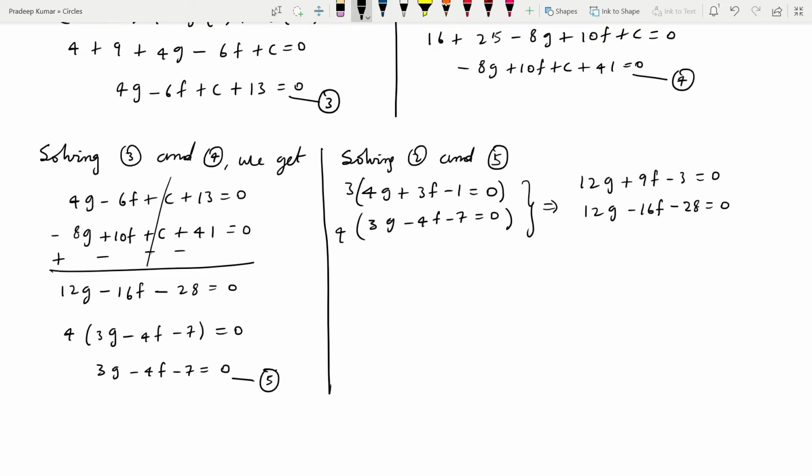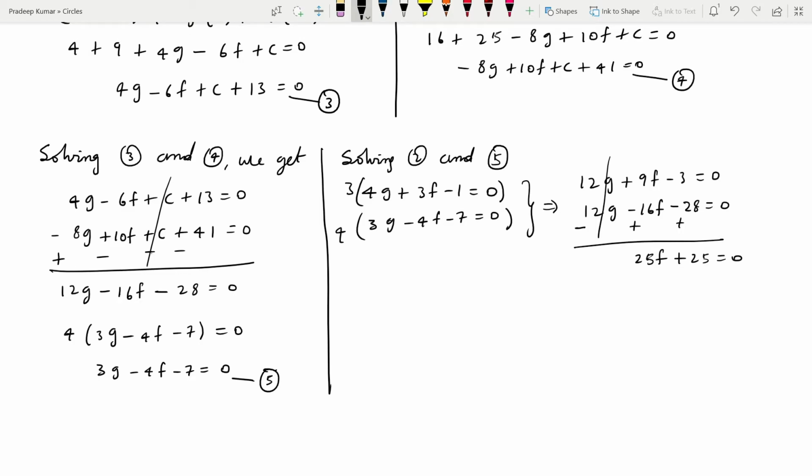So now if you just see here, g is the same. So we can just change signs and we can just cancel. So this is minus, so this is plus and this is also plus. So we'll just cancel these both and we'll be getting f value once we solve this. So now 9f plus 16f, that will give us 25f, and this is plus 28 minus 3, so we'll be getting this as plus 25 = 0.